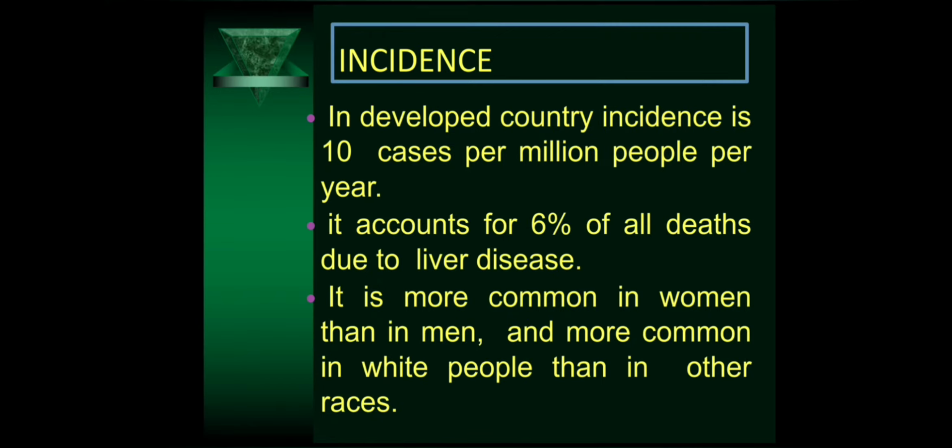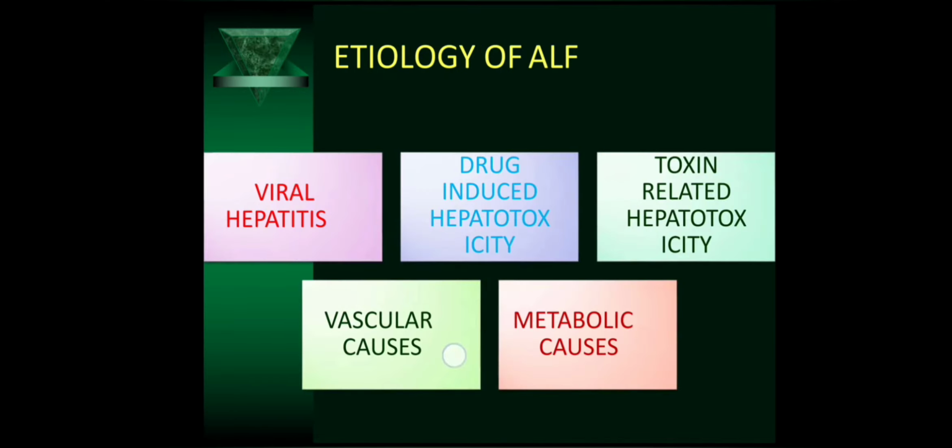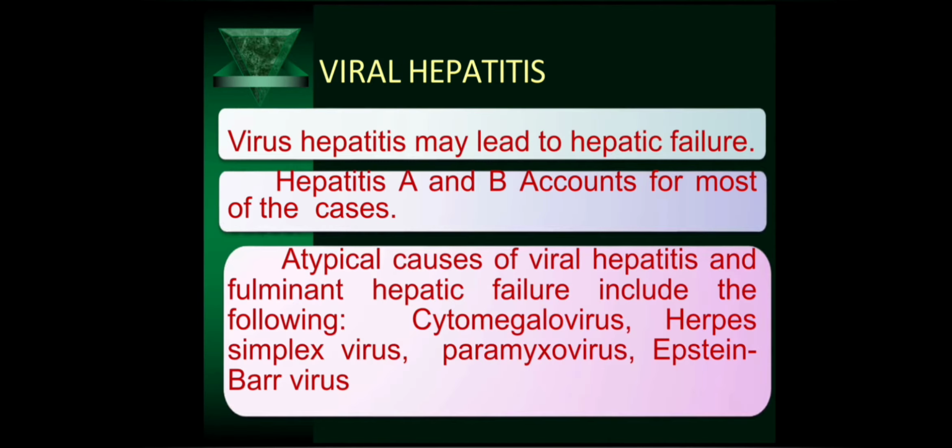In developed countries, incidence is 10 cases per million people per year, and it accounts for 6% of all deaths due to liver disease. It is more common in women than in men, and more common in white people than in other races. The causes of acute liver failure can be viral hepatitis, drug-induced hepatotoxicity, toxin-related hepatotoxicity, vascular causes, and metabolic causes.